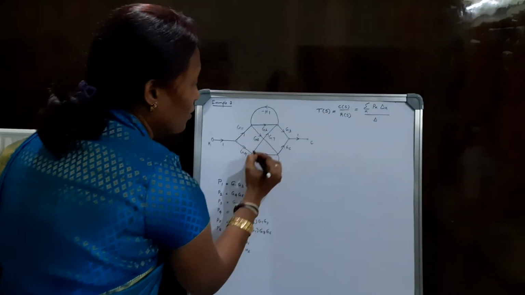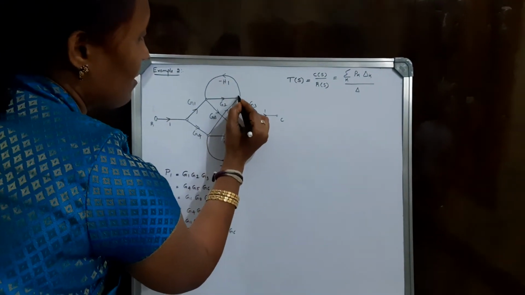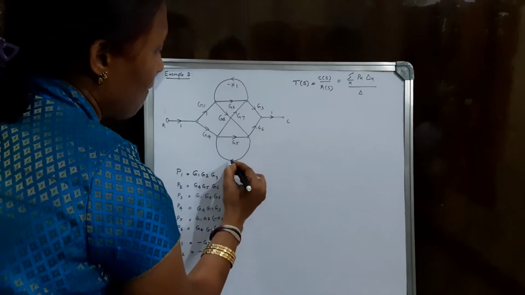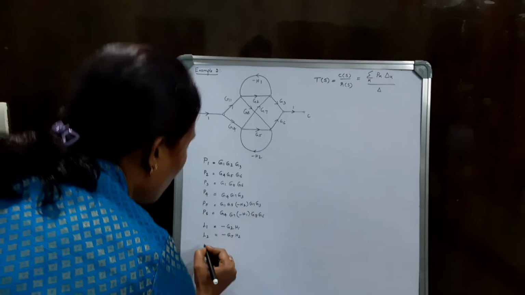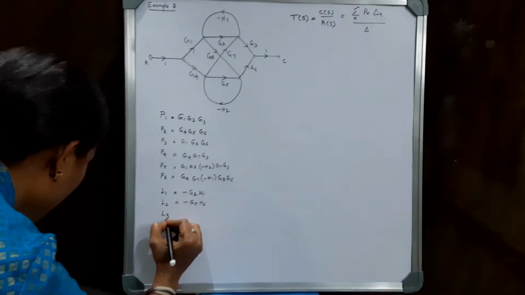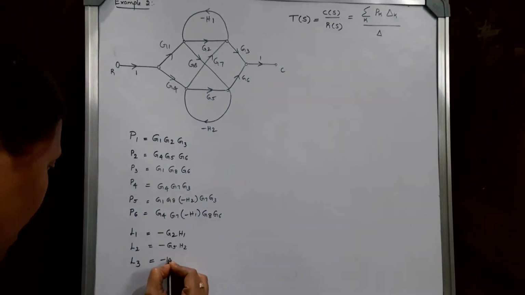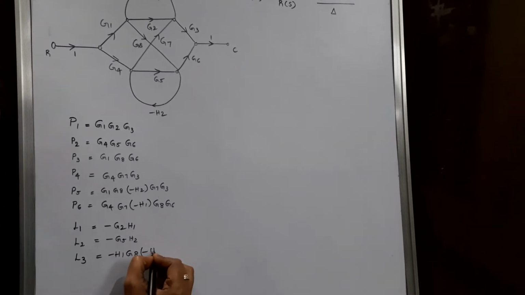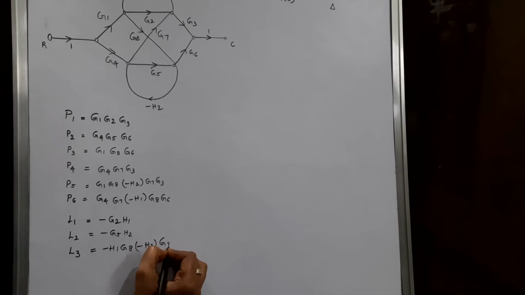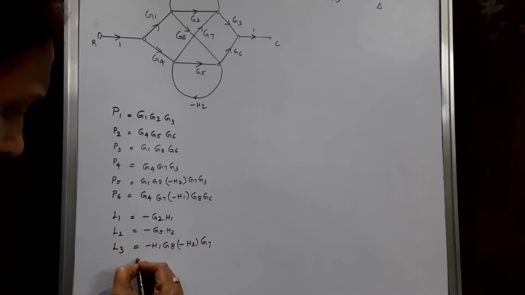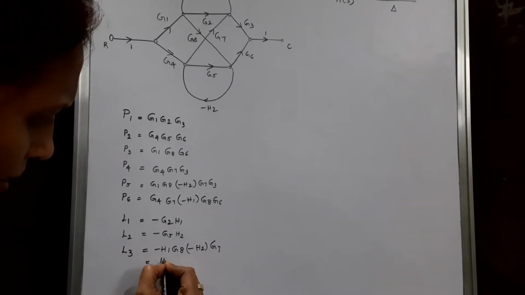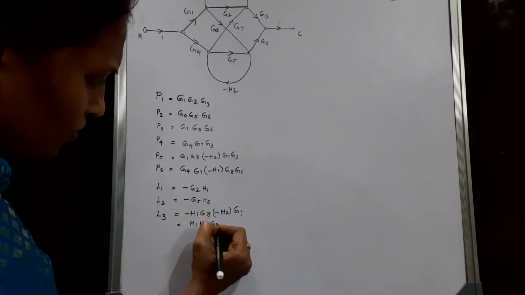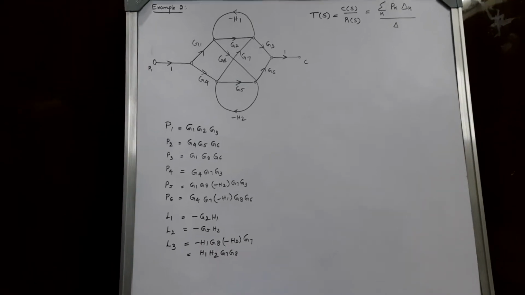In a similar fashion here also, it is G7 minus H1, G8 minus H2. So one more loop I have, with loop gain being L3, minus H1 G8 minus H2 G7. So minus minus becomes plus. I can write this to be H1 H2 G7 G8.